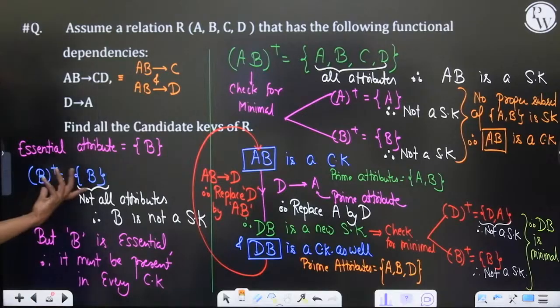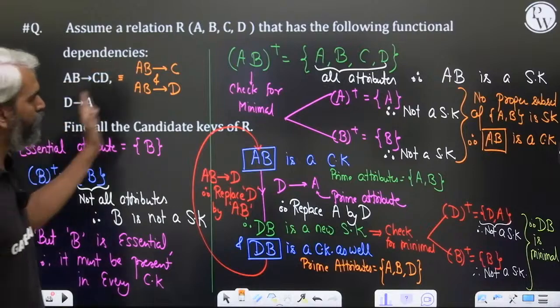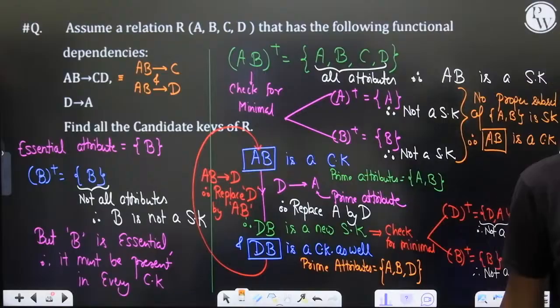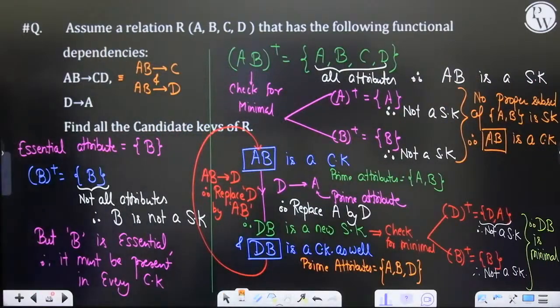No? And somebody asked that, sir, if we already have a set of essential attributes, why do we have to calculate the candidate key, or why do we have to look for the candidate keys? Because sometimes the set of essential attributes alone need not be the candidate key. It just happened that B is the only essential attribute, but B alone is not a candidate key. You may have to include some other attributes along with the essential attributes in order to specify the candidate key for that relation. Yeah. Okay.